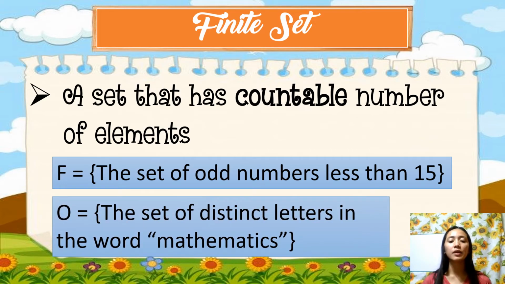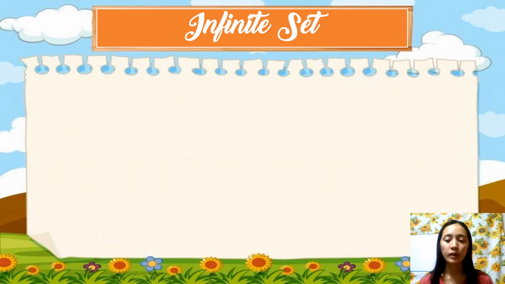Then, set of distinct letters in the word mathematics. We can identify the letters in the word mathematics and we can easily count how many elements are there in the given set. So, that is a finite set. Again, for a finite set, you have to always remember the word countable. Mabibilang po.